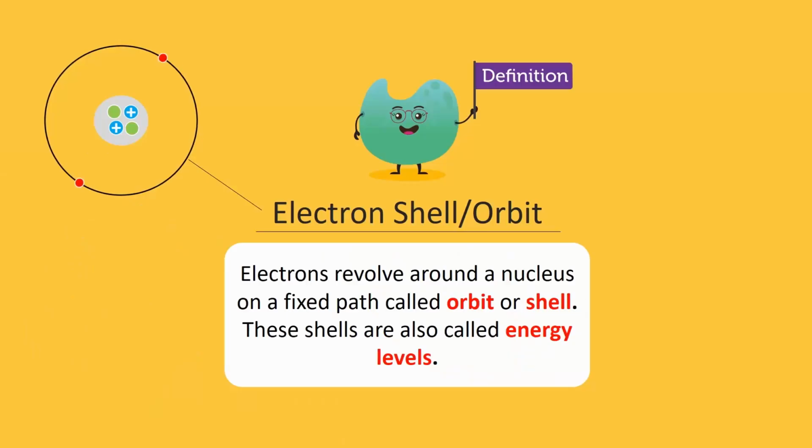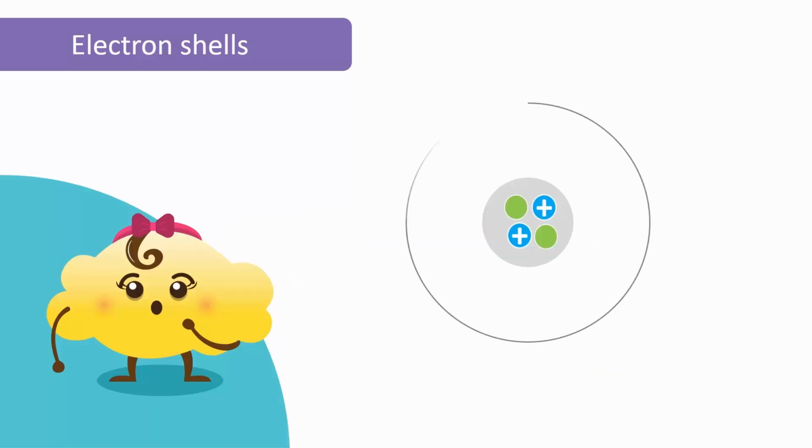Electrons revolve around a nucleus on a fixed path called orbit or shell. These shells are also called energy levels. The shell is represented by a circle around the nucleus and electrons are represented by red dots. Each shell has a name.